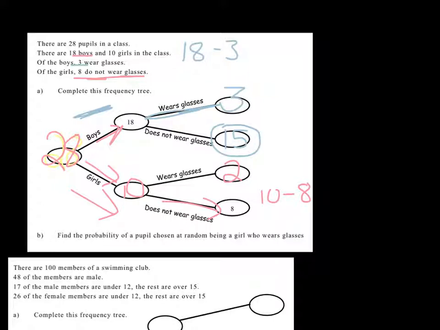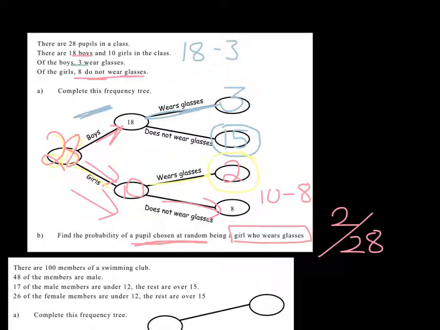Then to answer part B, find the probability of a pupil chosen at random being a girl who wears glasses. So how many girls wear glasses? Find the girls wearing glasses. We've got 2 of them. So there are definitely only 2 girls who wear glasses. Find the probability of a pupil chosen at random. So it's not specifically asking for a girl, it's saying of the pupils who are chosen at random, so it's out of all of the people, so it's out of the total 28 people available. So that's more like your AMBER style question.